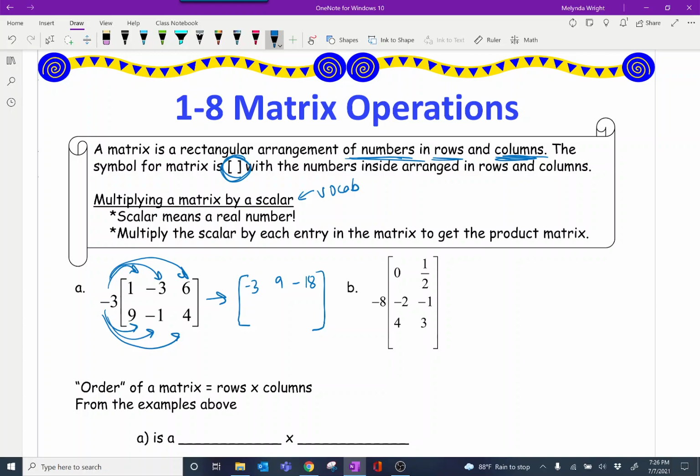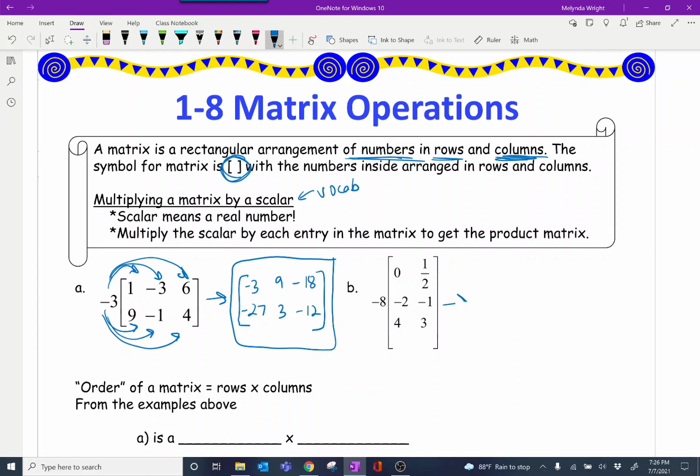Okay. Let's see. -3 times 9 is -27. And then -3 times -1 is 3. That is so weird. Why is it disappearing like that? Who knows? -3 times 4 is -12. So our answer is this. That's our answer matrix. Okay, so hopefully that makes pretty much sense. It's not too bad. We're just going to distribute through.